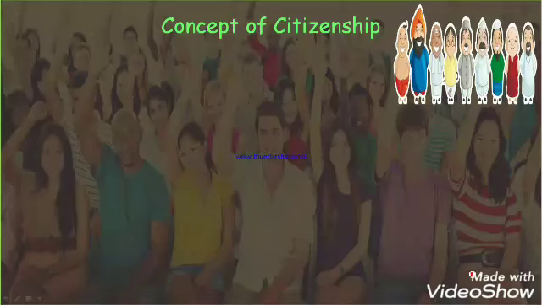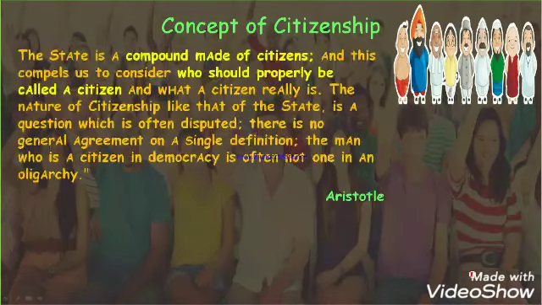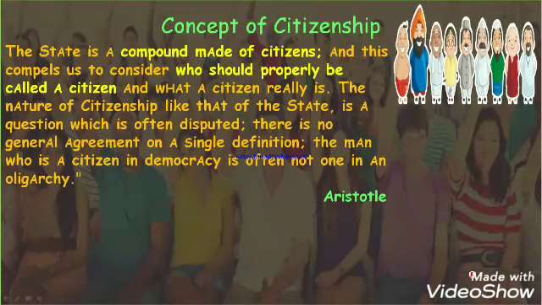Now let's talk about the concept of citizenship. As you know, 137 crore is our population. So first of all, let's study the definition of Aristotle. Aristotle says the state is a compound made of citizens, as we all know, and this compels us to consider who properly should be called a citizen. Among all of them, who would be called a proper citizen? Who is a native, who has come from a foreign country, who belongs to any other country?